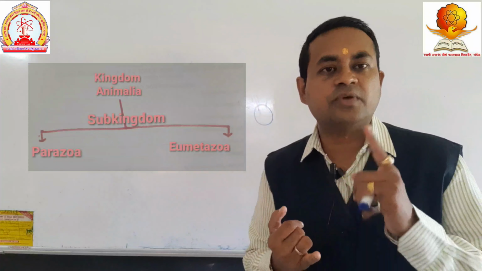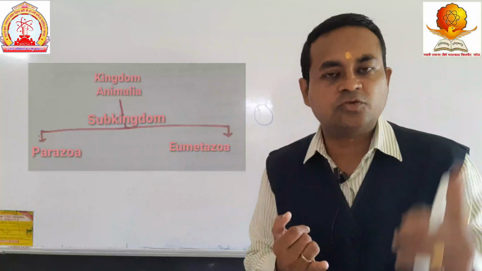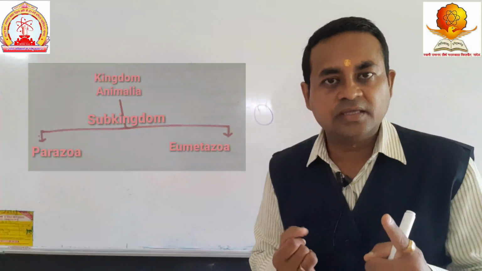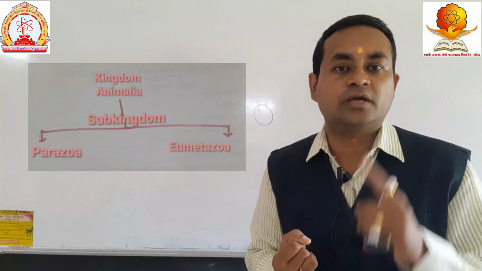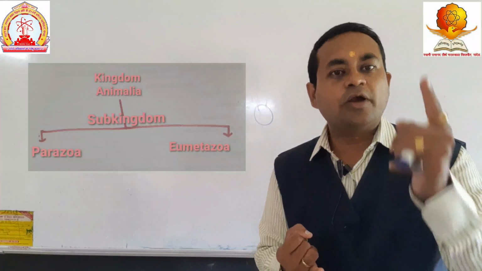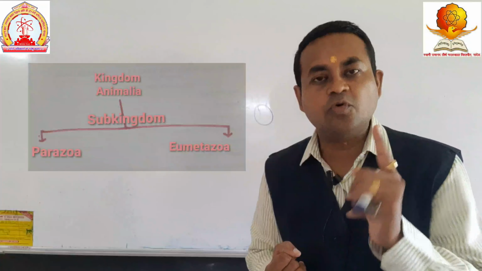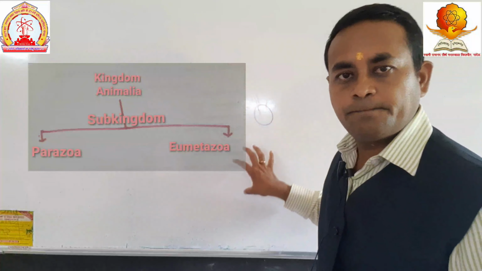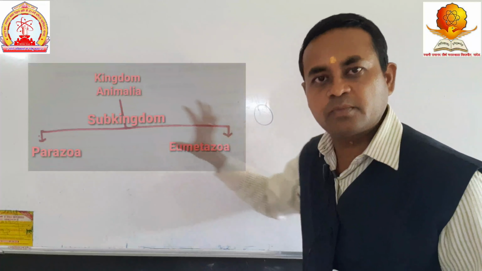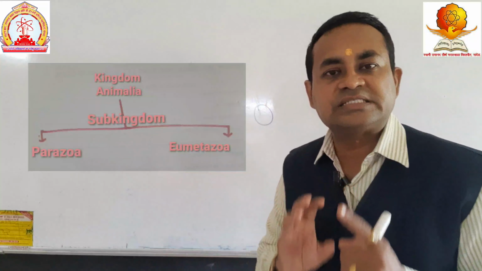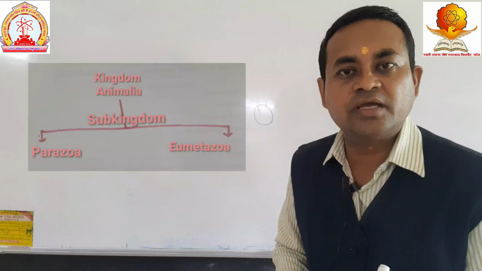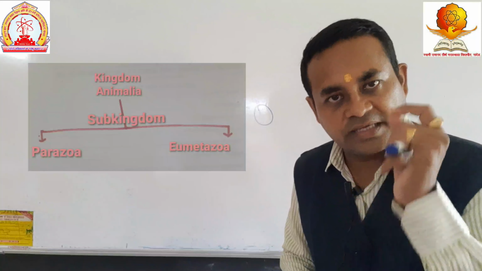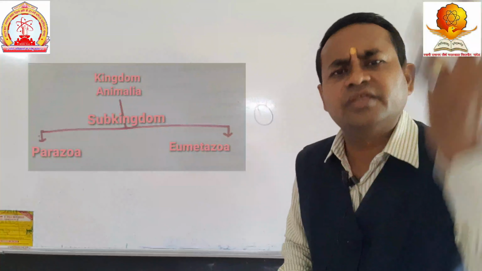First, what is Parazoa? The animals present in Parazoa have cell grade body organization, which means the body consists mostly of cells. That type of animals are included in Parazoa, while Eumetazoa includes animals with tissue grade body organization, which means the body consists of tissues or organs.